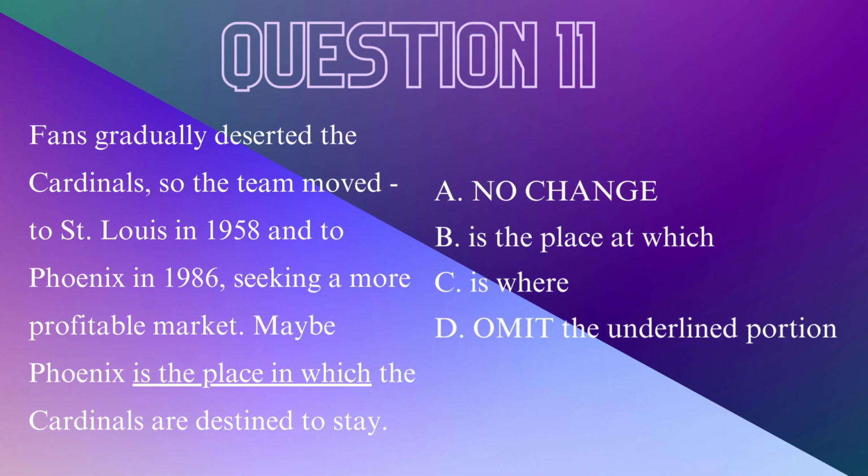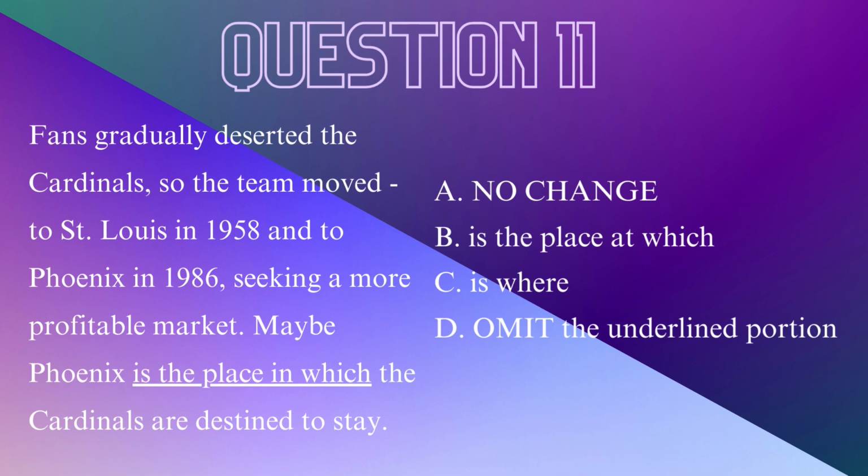If I omit it, the sentence would read, maybe Phoenix, the Cardinals are destined to stay. What's the problem with that? The problem is that it doesn't make any sense. That's not a complete sentence. Okay, so I've checked choice D, omit, and when it doesn't work like that, then you know this is one of the cases where omit is not going to be the answer. All right, so look at our other two choices.